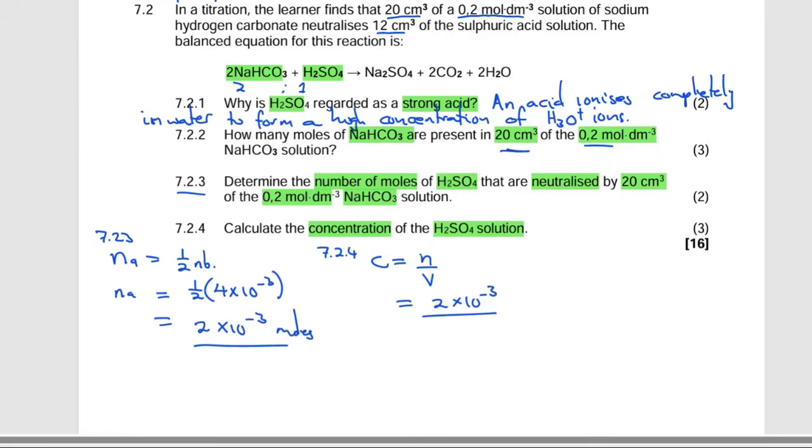Then we need to look at the volume. At the top, we're told 12 cubic centimeters of sulfuric acid, which is H2SO4. To convert there, I'm going to say 12 times 10 negative 3, since converting cubic centimeters to dm cubed means dividing by 1,000. So 2 times 10 negative 3 over 12 times 10 negative 3 gives an answer of 0.17. Remember, this is concentration, so the units should be moles per dm cubed.